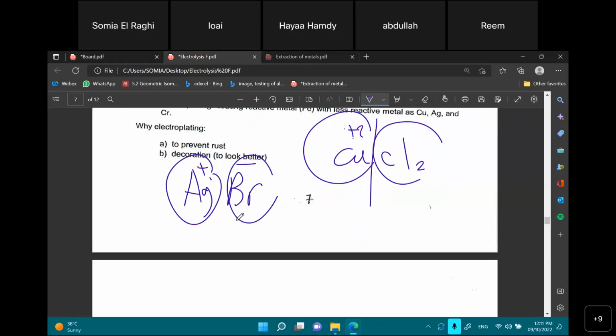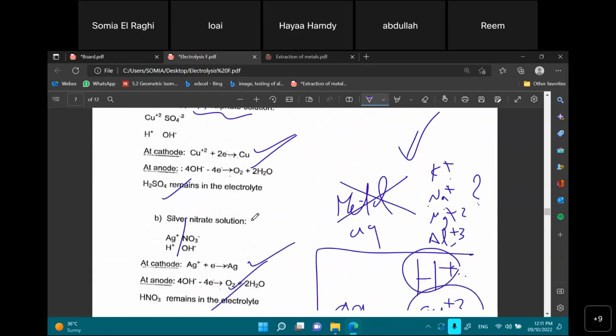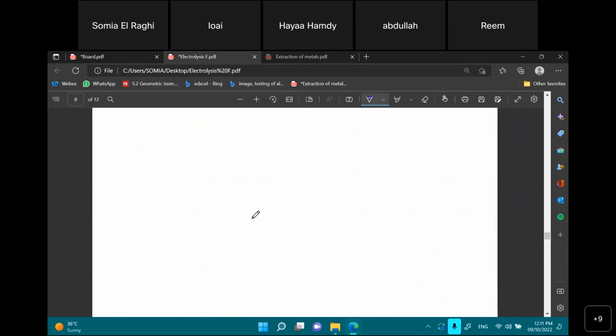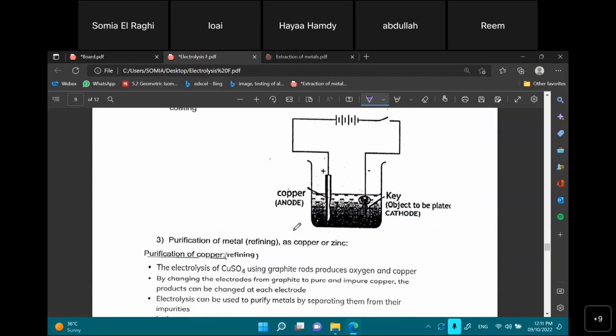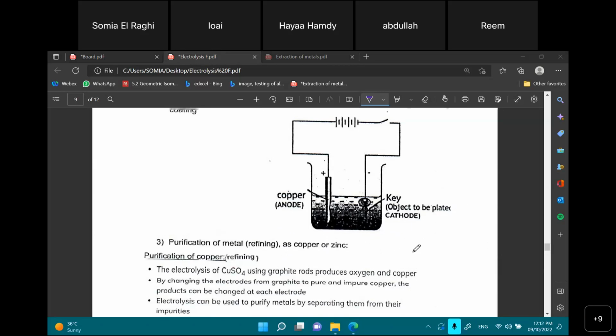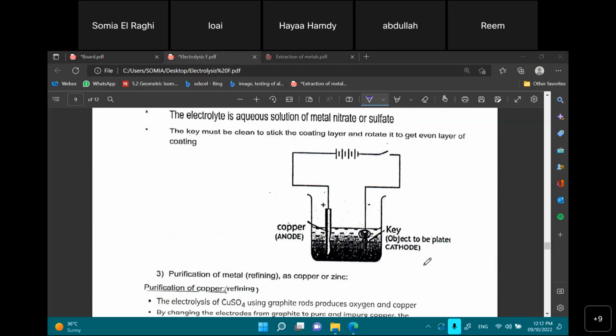Last part in electrolysis, we finalize this chapter. If you didn't get any part from that, don't worry, we will repeat. It is not the last part. In fact, we still have one part more. Here I have electroplating. What is the meaning of electroplating? We studied that as a technique to prevent rust.